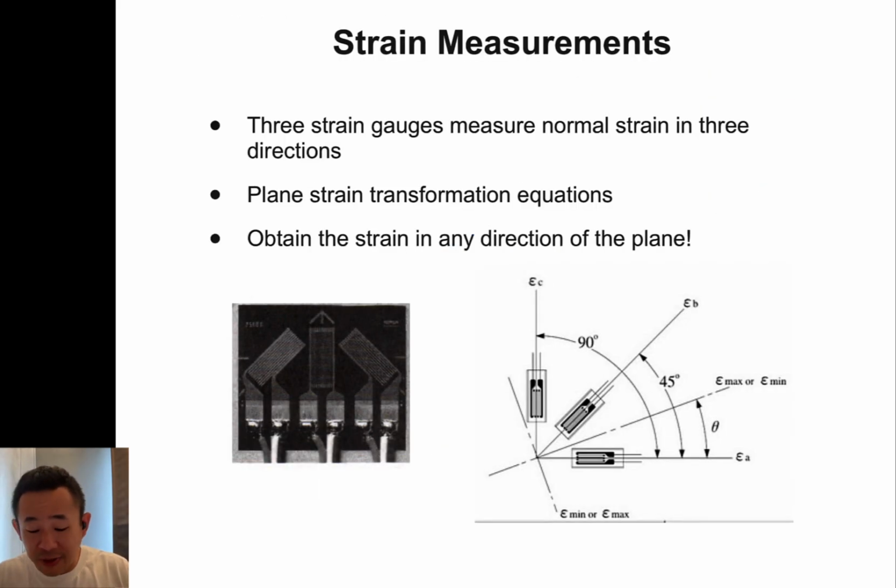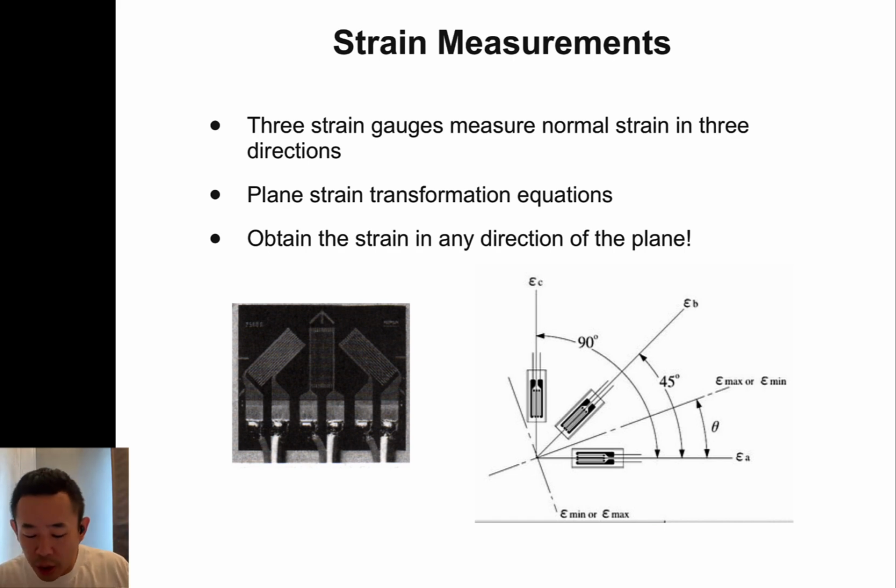Right. So next is the final topic for the mechanics of materials in our department. This is strain measurements. Okay. I remember I said this strain measurement is close to the experiment or real world, right? So actually, in a real experiment, we typically use a strain gauge to measure the normal strain. But actually, it's really difficult for us to determine the angle change, right?